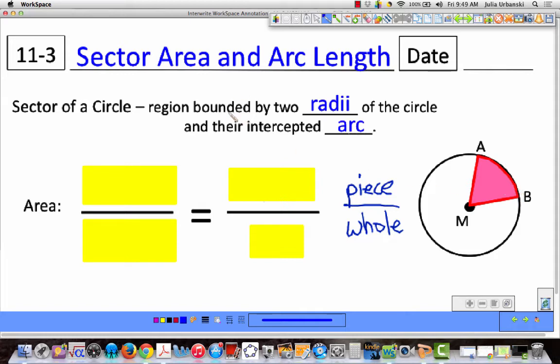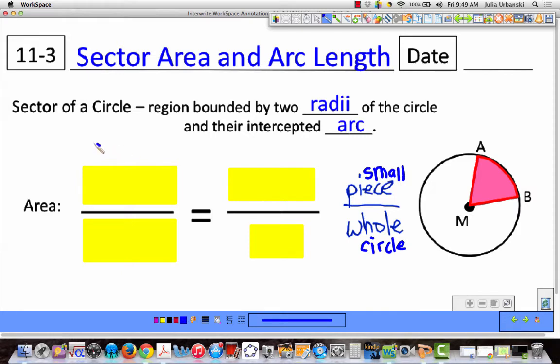Now to find the area of it, it's going to be easiest if we just set up a proportion and we cross multiply. What you need to remember about proportions is that you keep the same thing across the top. So we're going to put the small piece on top, everything related to the sector on top, and the whole circle on the bottom. All the information related to the circle is on the bottom, the small piece is on the top. We're going to be comparing two parts of it.